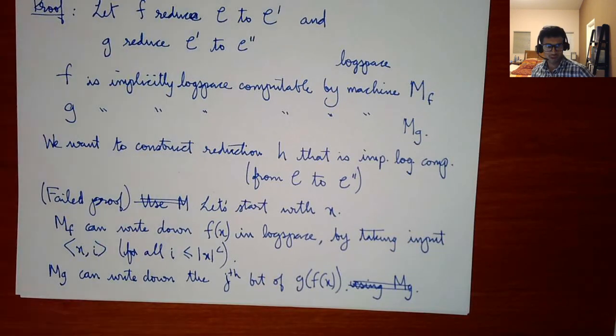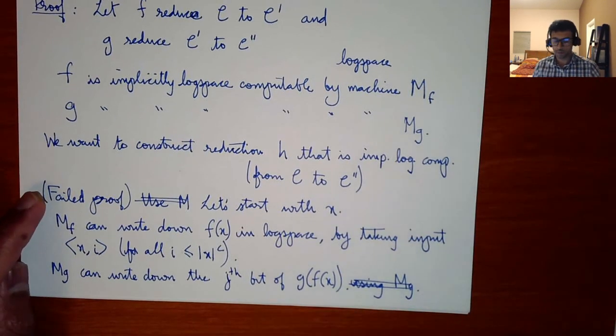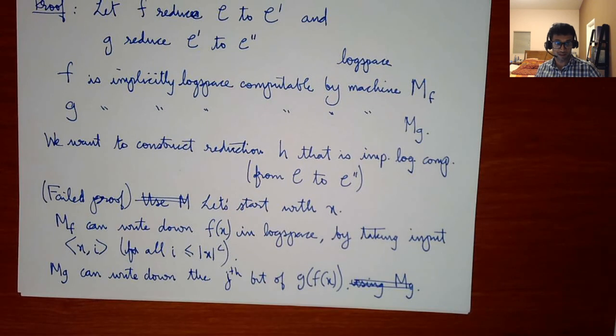Okay, so first, show of hands. Do you understand the failed proof? Do you understand what I'm trying to say here? Do you see why this gives the reduction? A for yes and B for no.